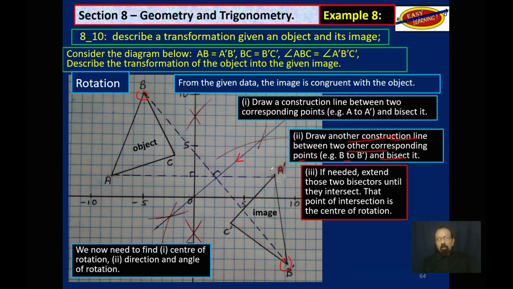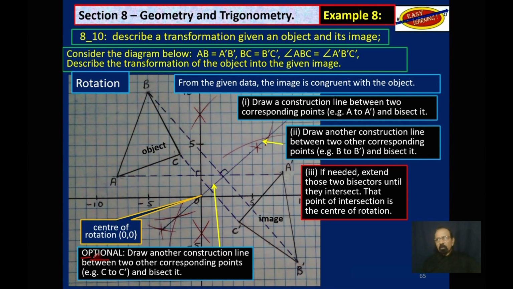If needs be, project or extend those 2 bisectors until they intersect. You didn't need to do that in this case because this bisector came down here, that bisector came across here. They do intersect at this point. So that's the center of rotation.